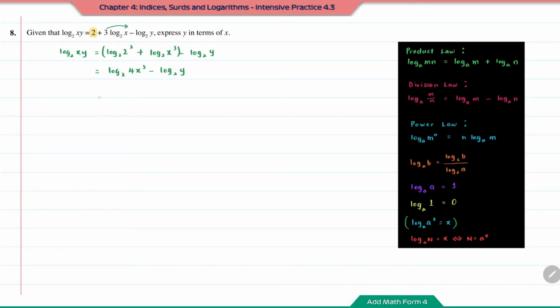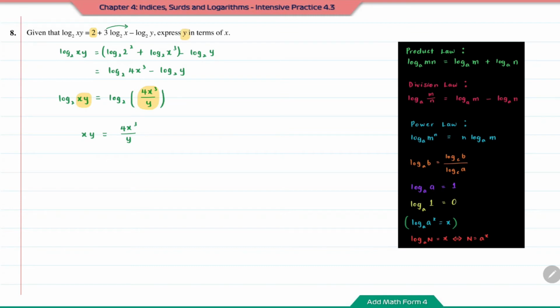So next, on the right hand side, using the division law, I can write this as log base 2 of 4x cubed over y. And the value on the left hand side is log base 2 of xy. So now both sides are equal to each other with the log of the same base. Now, I can just do the comparisons. Therefore, xy is equal to 4x cubed over y.